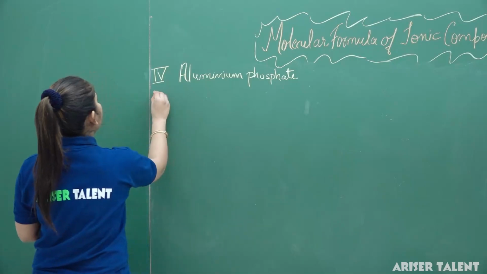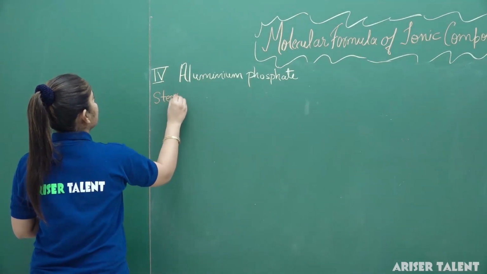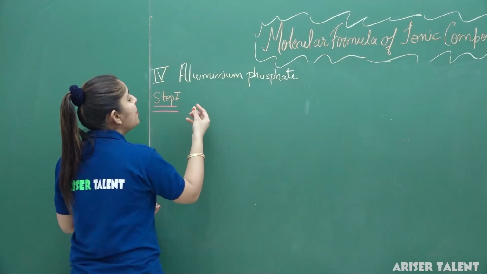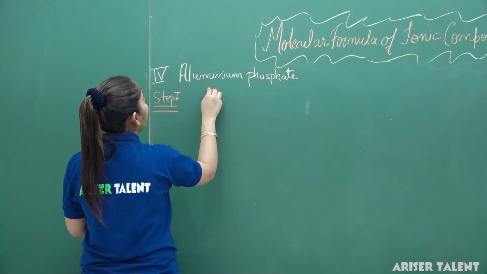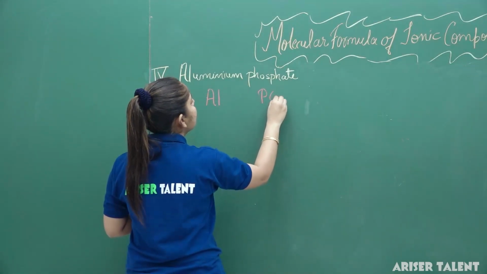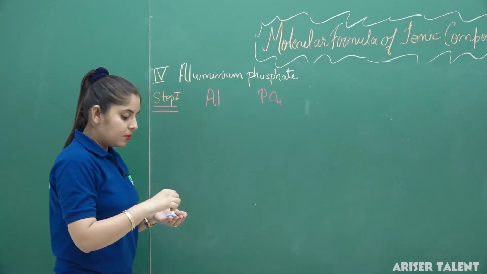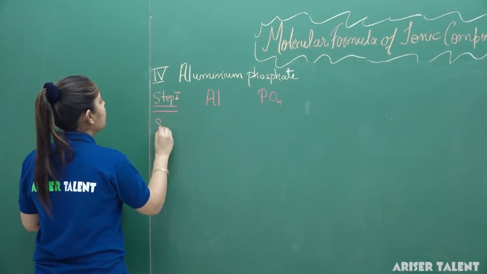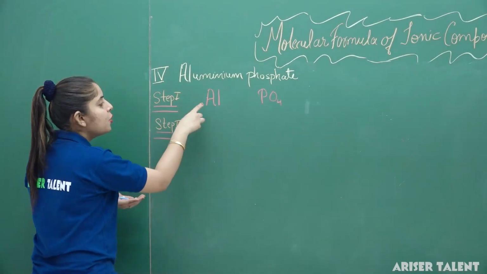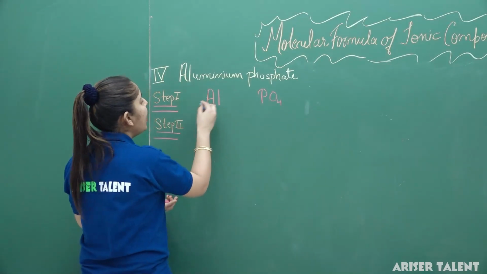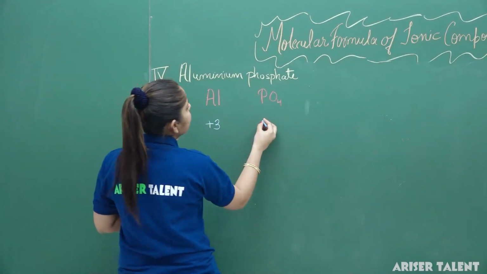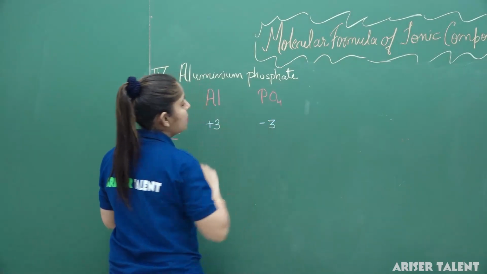In our step number 1, again we are writing the symbols for the compounds. For aluminium we have the symbol Al, and for phosphate we have the symbol PO4. Now in our step number 2, we will write the valency of the corresponding elements below them. For aluminium we have a valency of +3, and for phosphate we have a valency of -3.